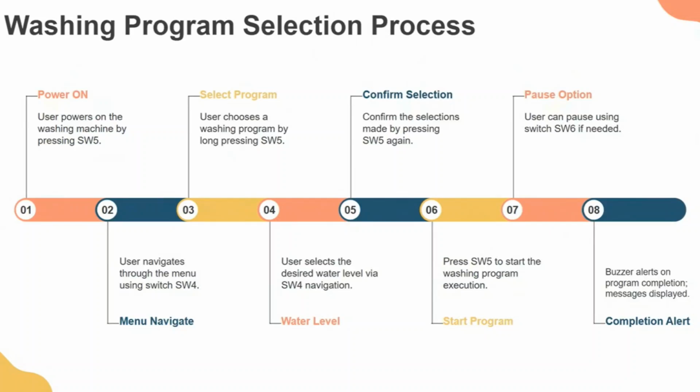For selecting a program, we use again switch 5. For navigation, again we use switch 4, water level. For confirm selection, we use switch 5. Start the program, we use switch 5. And pause the operation, we use switch 6. After completing, buzzer will alert.